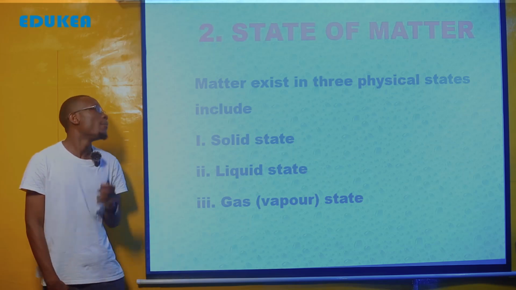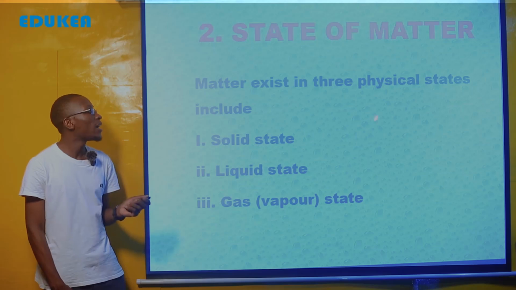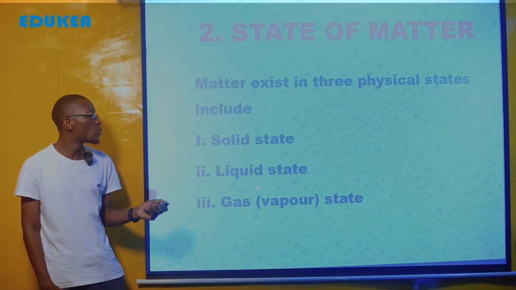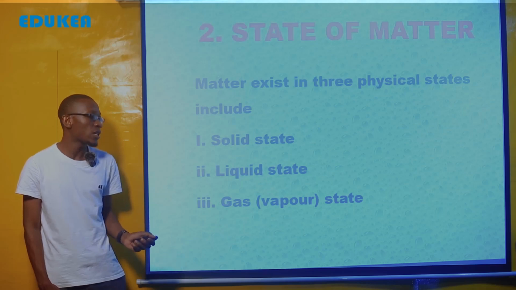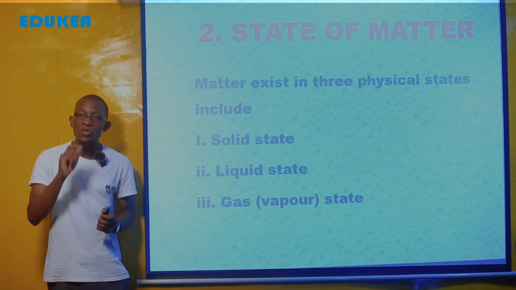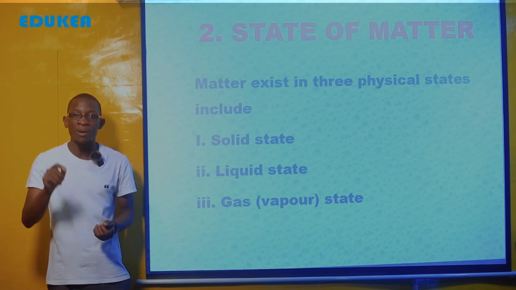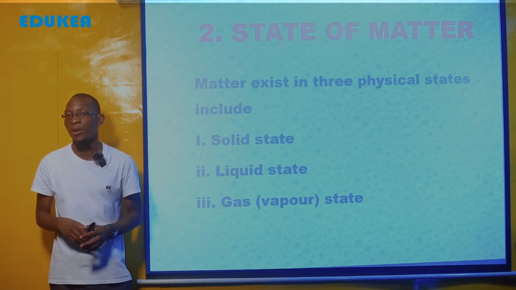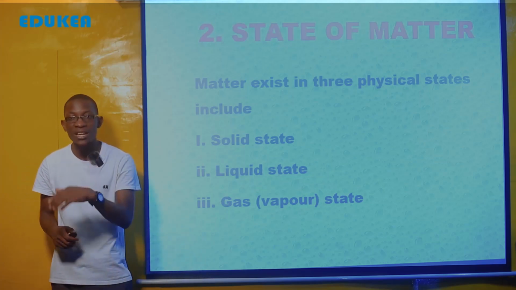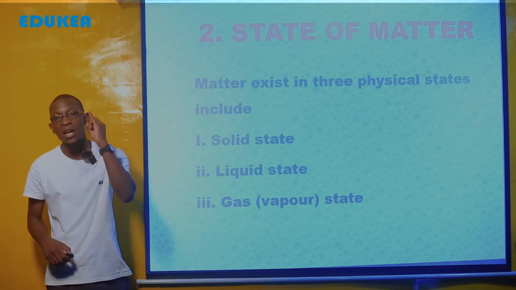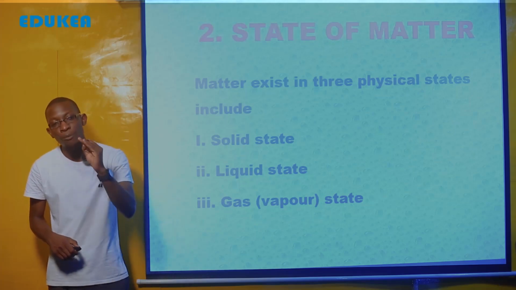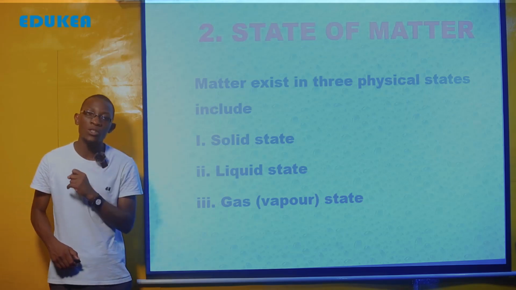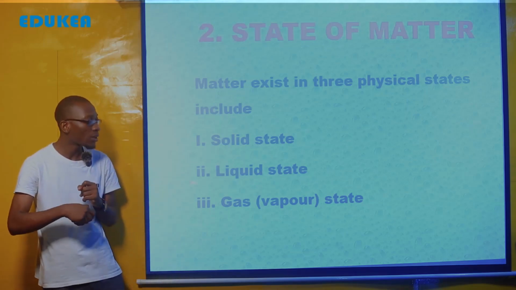Based on states of matter, we have the solid state, liquid state, and gaseous state. So if you are asked to name 3 types of matter and you mention solid, liquid and gaseous, then you will be wrong. But if you are asked to name 3 types of matter, you will say elements, compounds, and mixtures. These are the types of matter. But the states of matter are solid, liquid, and gaseous.